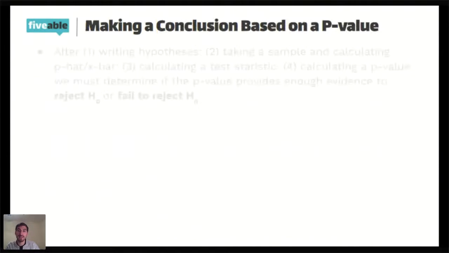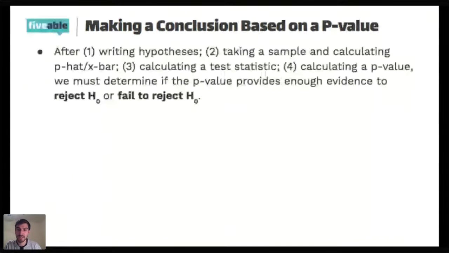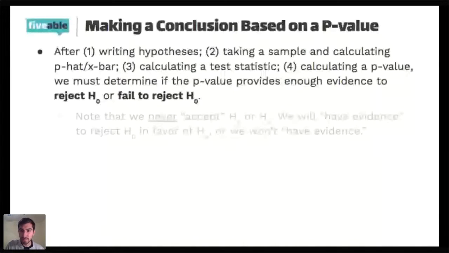And so the last thing we have to do after writing our hypotheses, taking a sample and getting our sample results, getting the test statistic that tells us how far away from the null hypothesis we really are, and calculating the p-value based on that probability, is decide: does our p-value provide enough evidence to reject the null hypothesis or fail to reject the null hypothesis? At the end of the day, all we care about is, do I still trust the null hypothesis or do I believe the alternative instead?